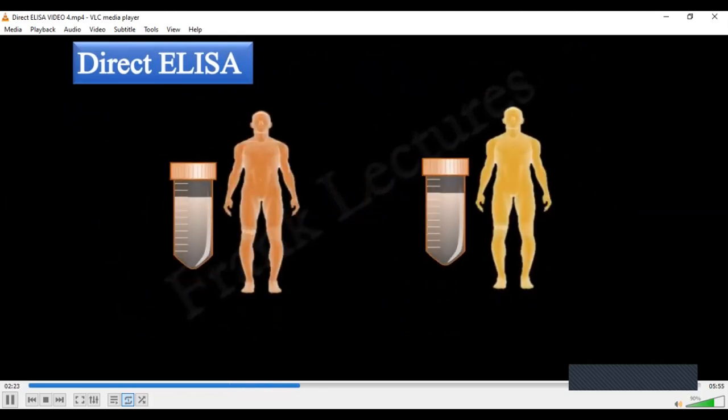Suppose we have serum samples from two patients, patient 1 and patient 2. For our illustration, we assume that antigen is present in patient 1 and absent in patient 2. Let's see how to detect and confirm this by ELISA test.